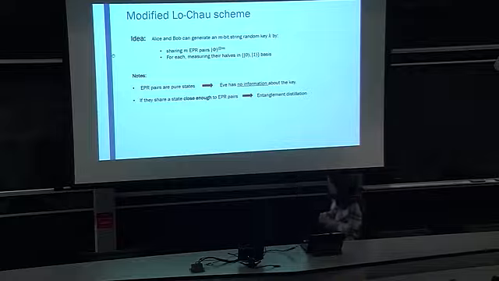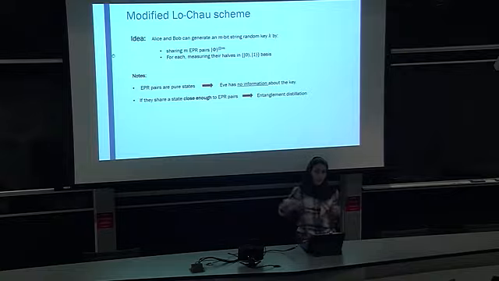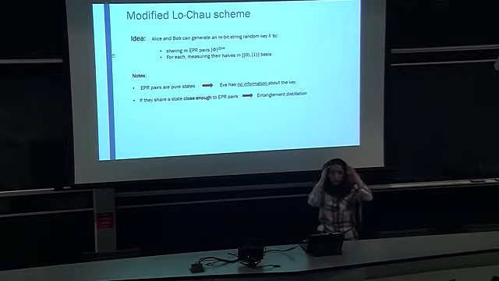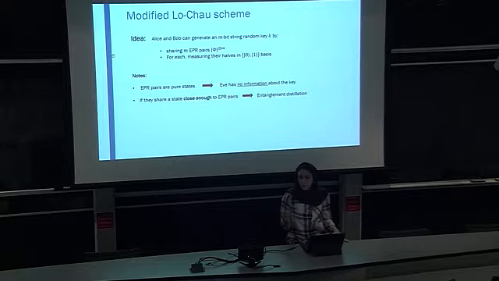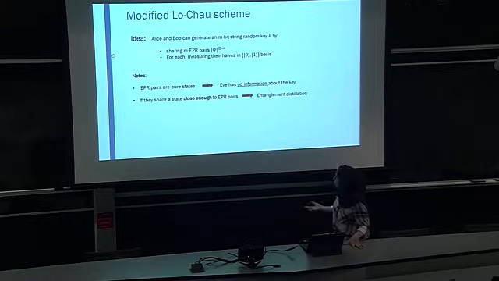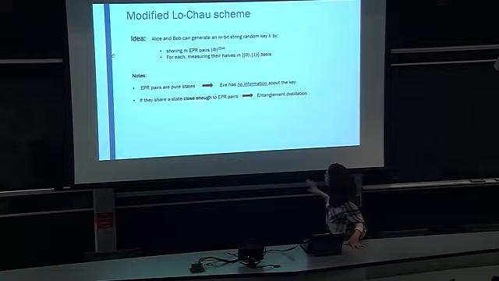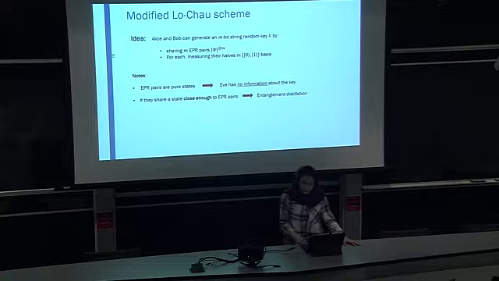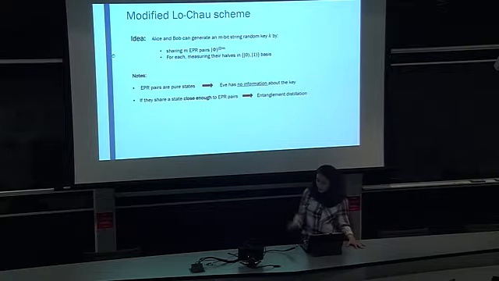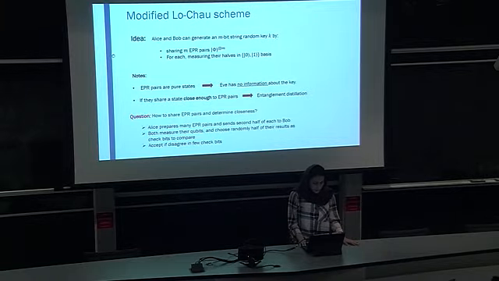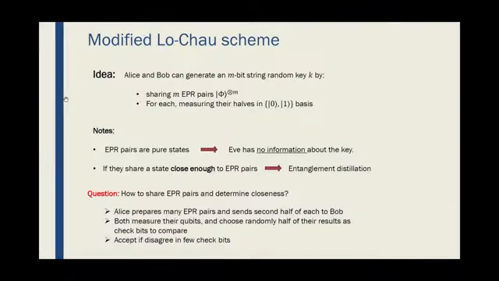But if they share a state which is close enough to EPR pairs, then they can use entanglement distillation to distill some perfect EPR pairs, or at least almost perfect EPR pairs, and then they can use that to get an almost secure key. And in order to share EPR pairs, Alice can just prepare EPR pairs on her part, and then send the second halves of the EPR pairs to Bob.